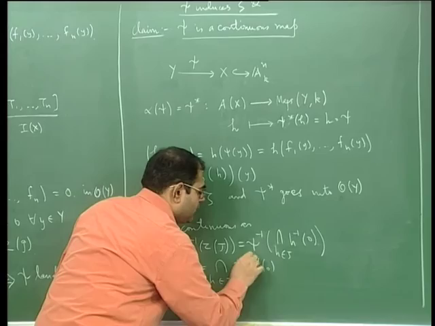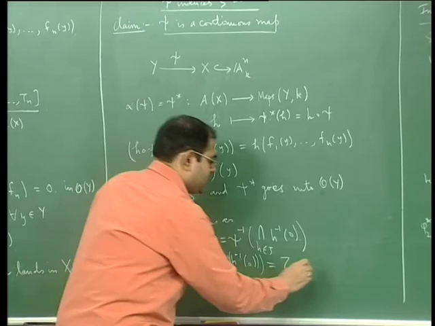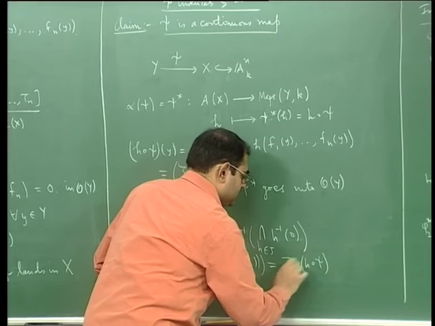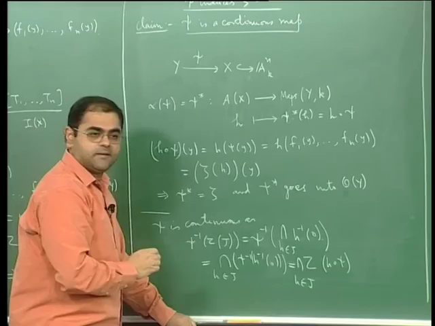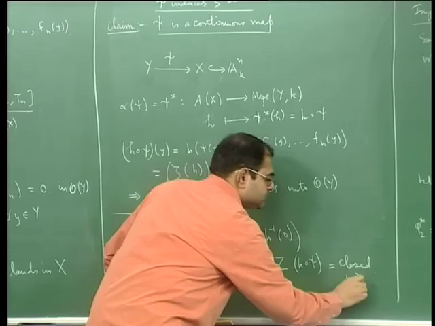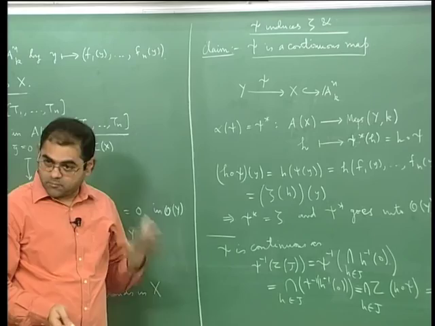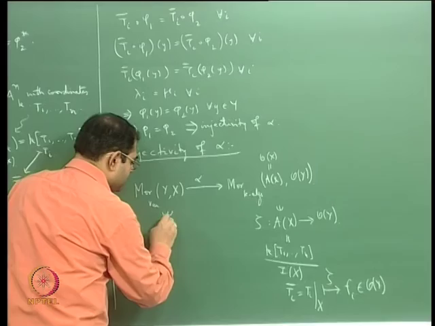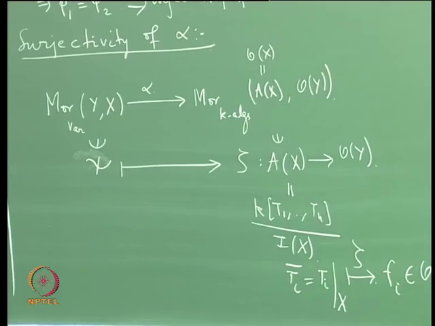And you see that this is just the zero set of h circle psi. It is the intersection of the zero set of h circle psi where h belongs to J, and this is closed in Y. So this implies psi is continuous, and since psi is continuous, the map that it induces pulls back regular functions to regular functions, so it's a morphism. And so I have been able to find a psi which goes to zeta, and that gives me the surjectivity, and I am done with the proof. So the proof ends here.